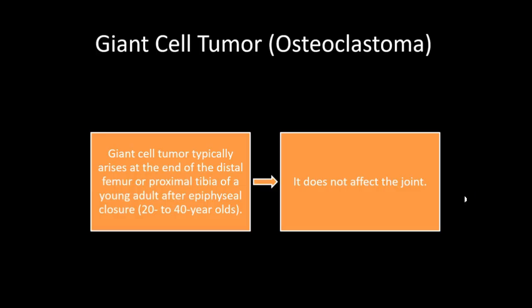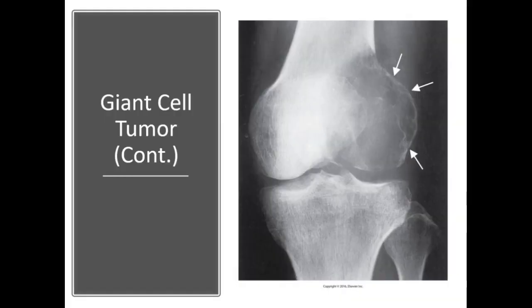Ouch. Giant cell tumors, or osteoclastomas, typically arise at the end of the distal femur or proximal tibia of young adults after epiphyseal closure, 20 to 40 years old, and do not affect the joint. So you can see the giant cell tumor right here. Ouch.